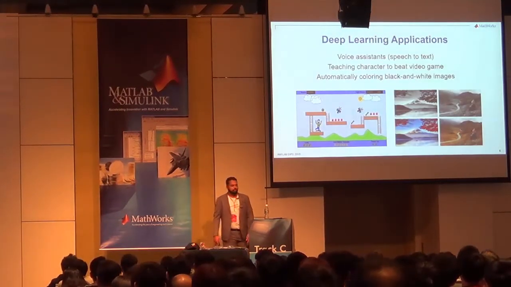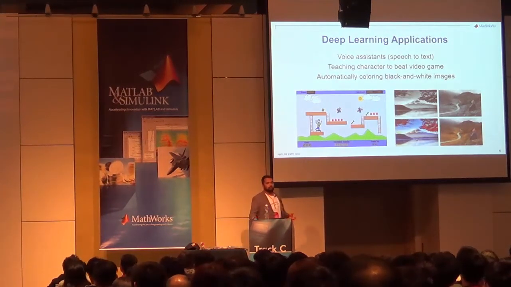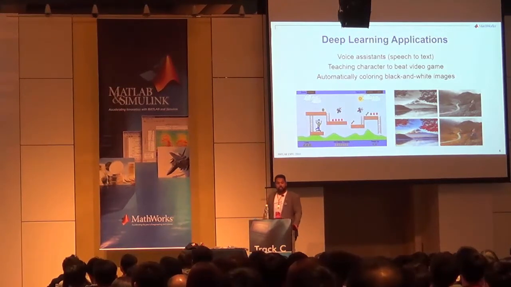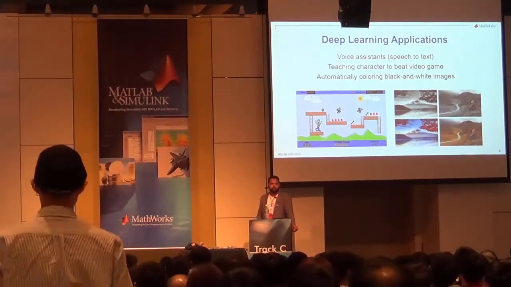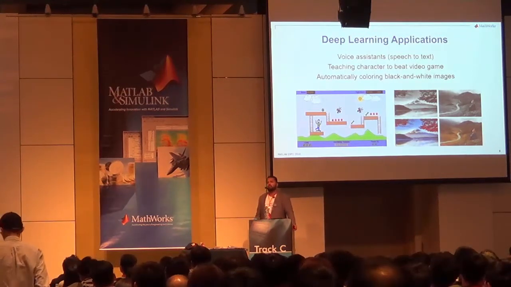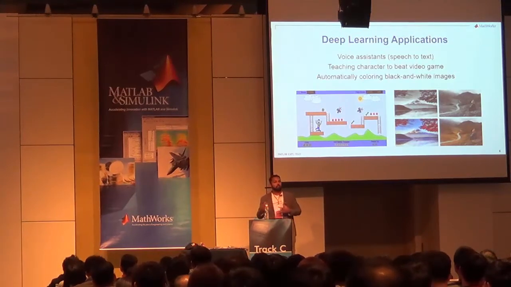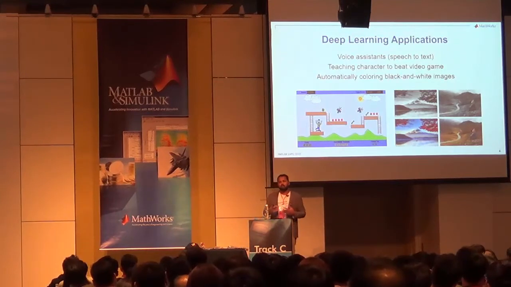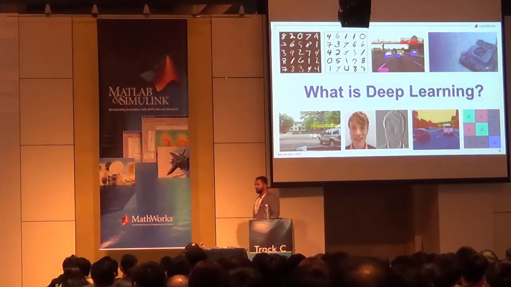So there are many applications of deep learning, and you'll hear a lot of them throughout today, and you know many of them. Voice assistants, teaching a character to beat a video game. That's a different type of deep learning, but it's also one of the applications. Automatically colorizing black and white images. Again, remember, think of it as, instead of you writing a program to do something to an input and make it into an output, you are now writing a program that will generate the model, generate the program that will make this decision.